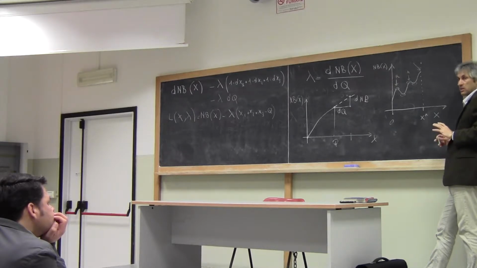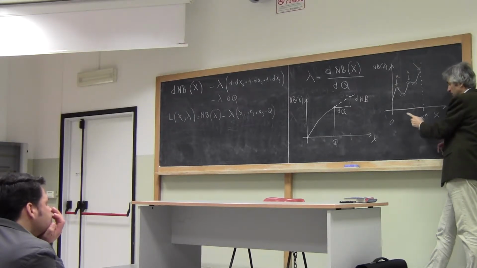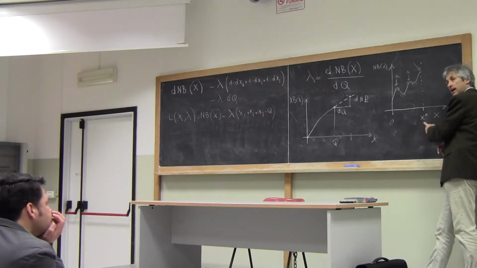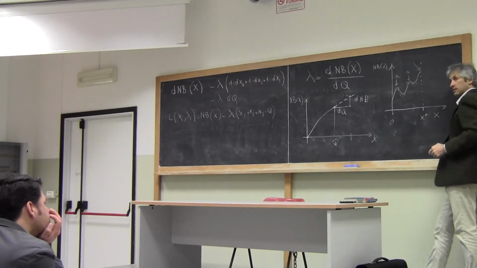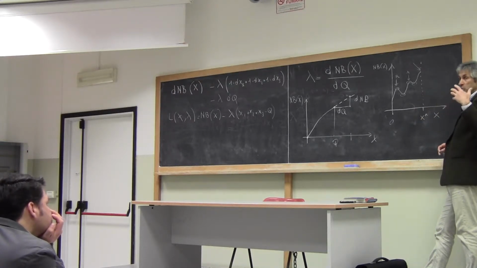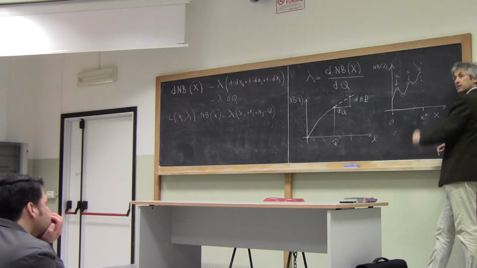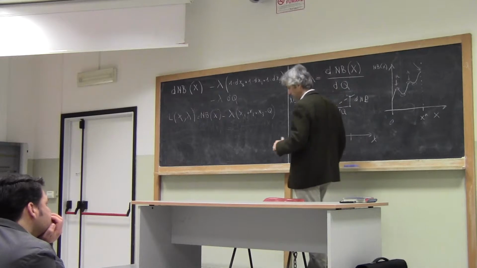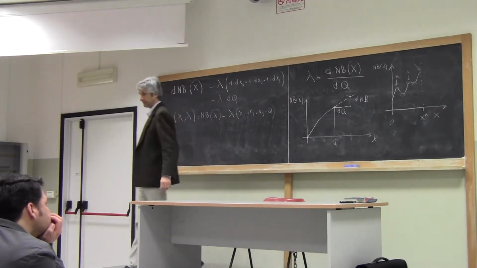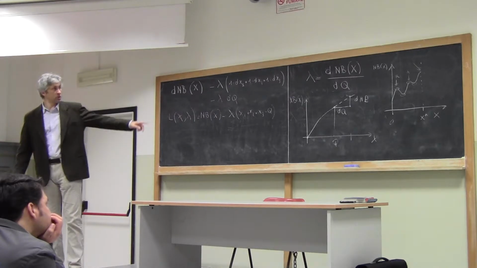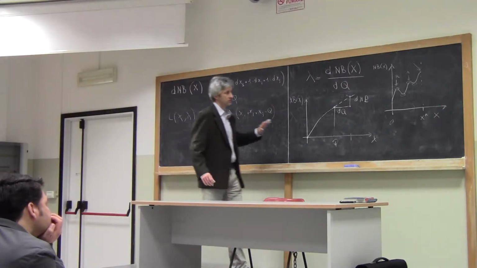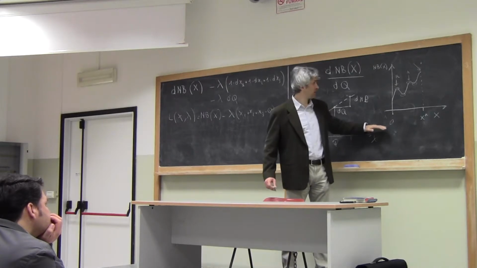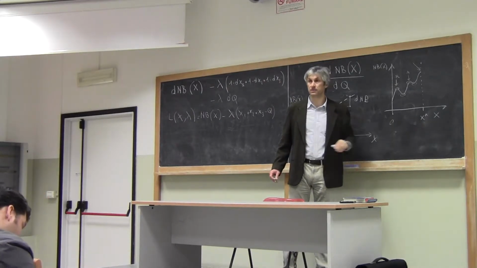So the check is simple. You compute the net benefit for x equal to x star, and you check that the maximum that you previously identified is higher. If not, then you take as maximum value the boundary condition. And you see here you have two boundary conditions, x equal to 0 and x equal to x star.